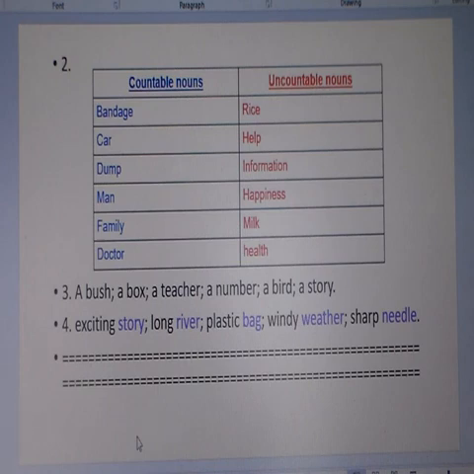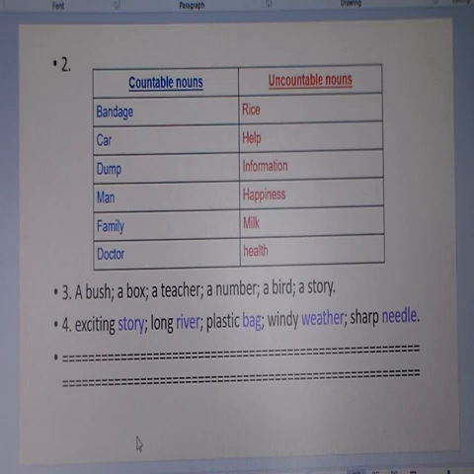Question 3's answer. It asks you which nouns have both a singular and a plural form, and those are the ones I've highlighted. A bush, a box, a teacher, a number, a bird, and a story. So that's just very quickly. You can see all those nouns will definitely have both a singular and a plural form.